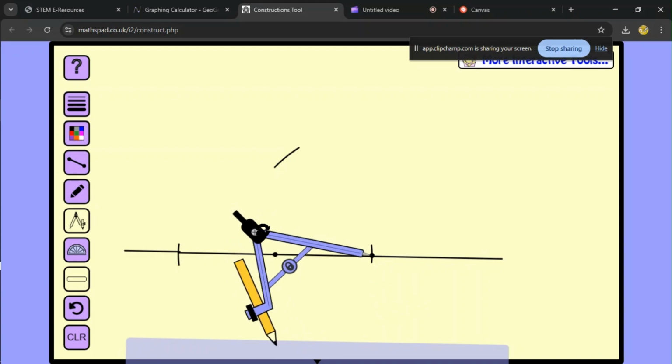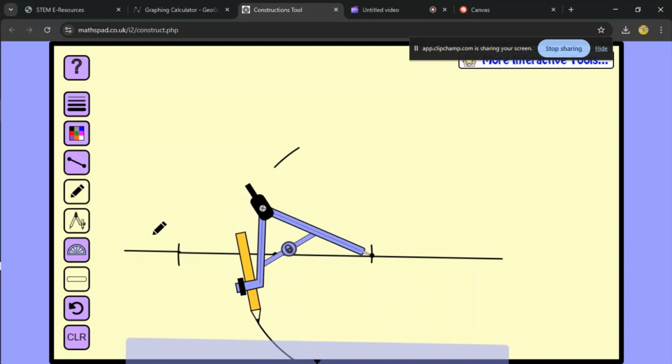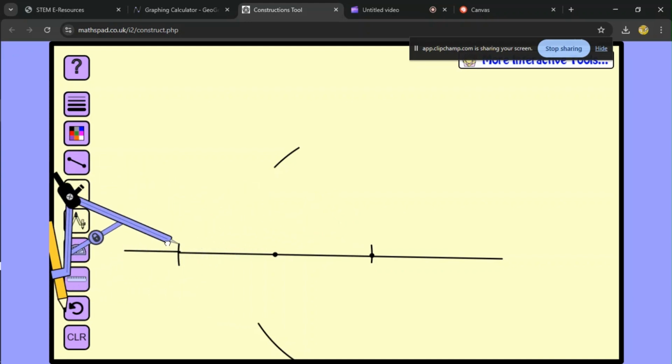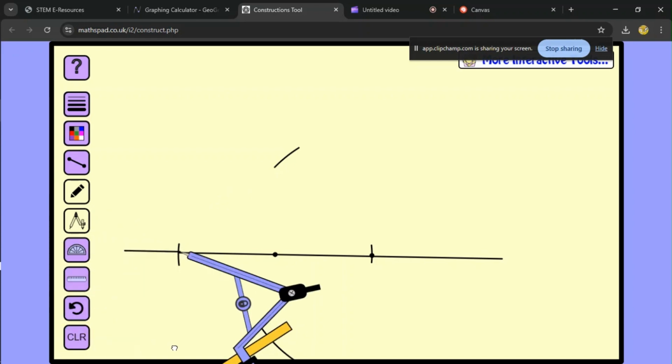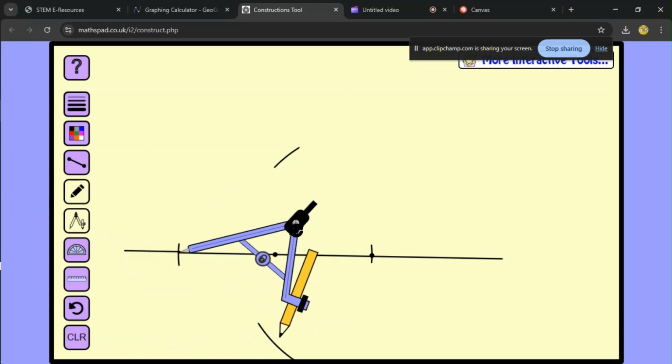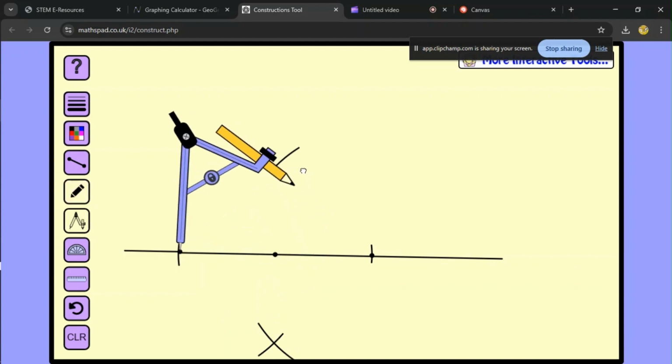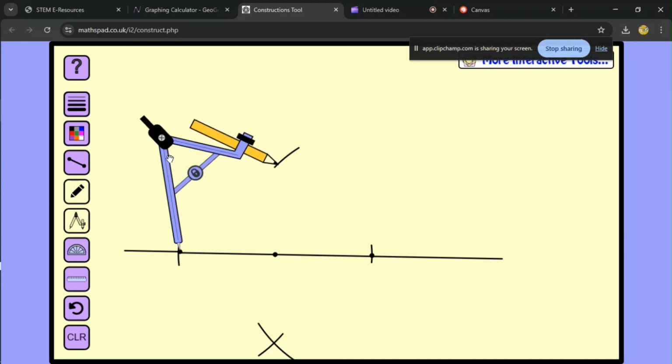Let me put a mark there. A mark there. Then I come also on the other side. I put the mark on the other side. Mark there. Remember, I've not adjusted my compass. I'm using the same measurement. Then also on this side, I put a mark there.